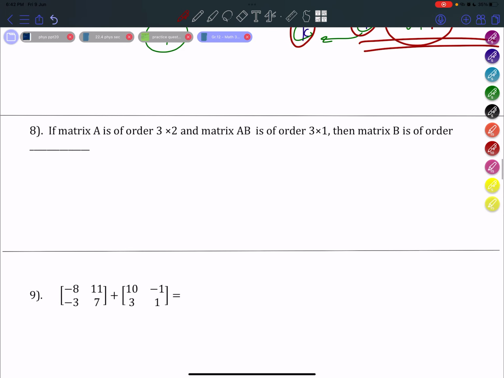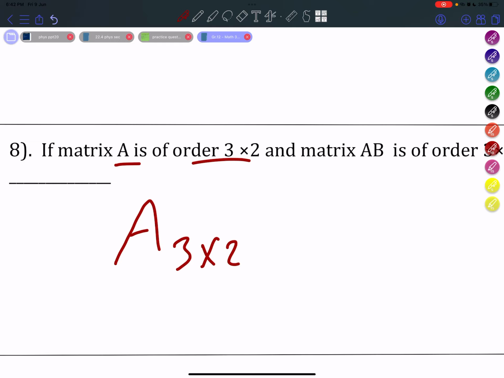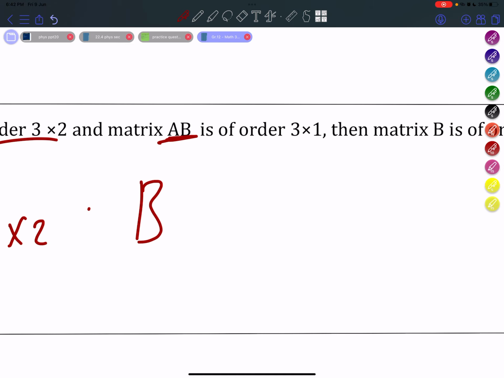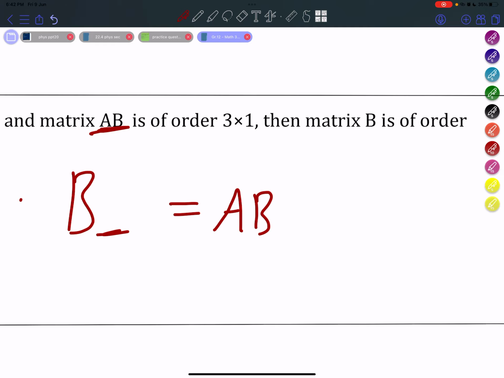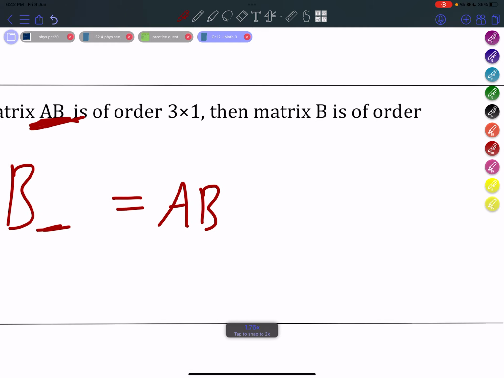Moving on to question number 8. If matrix A is of order 3 cross 2, so 3 cross 2. And matrix A multiplied by B, well, obviously we have something here, which is B, of order we don't know yet. But we know that if we multiply the two matrices, then we'll get an order of 3 cross 1.